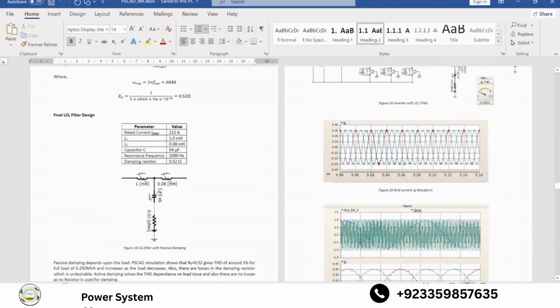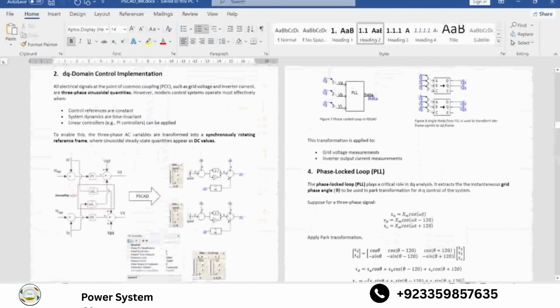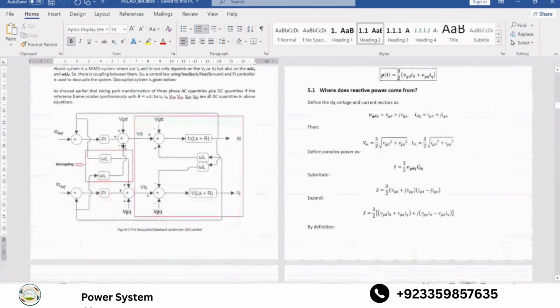After that, we will be looking at how we can design the PI controller itself, which will be controlling our system. So actually that's quite interesting. For example, these controllers, we will be looking at these controllers, and I will also be talking about how this decoupling is achieved.